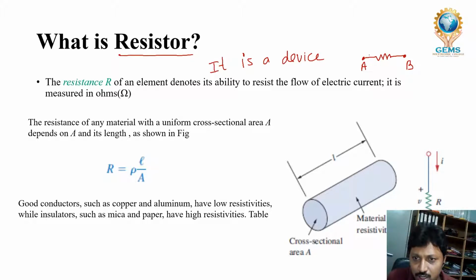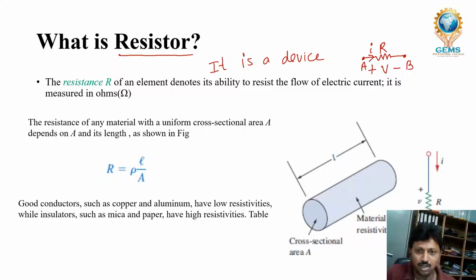So the current flows from point A to point B. You are going to represent the resistor as R, right? So the voltage drop of the resistor is V. And you have to concentrate on two things here.